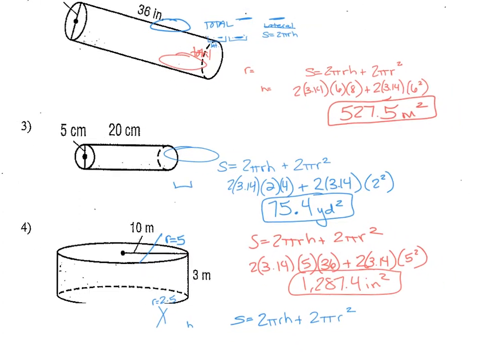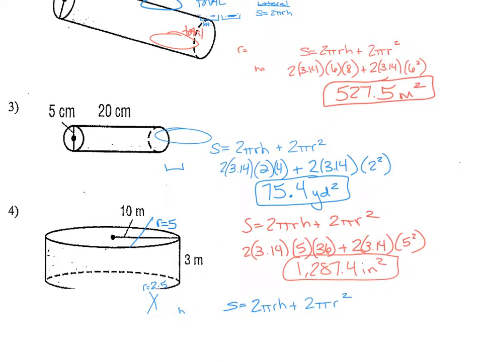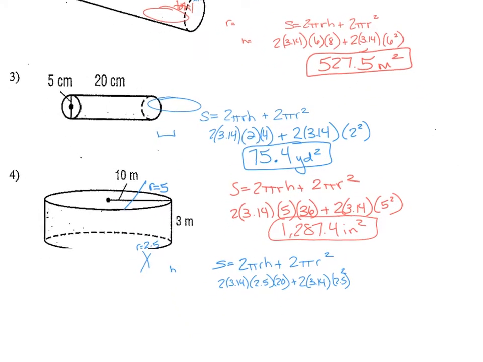So you'll see questions like, if the silo is 20 whatever feet tall, that's going to be your height always. So 2 times 3.14 times 2.5 times 20. Okay. Plug it all in.